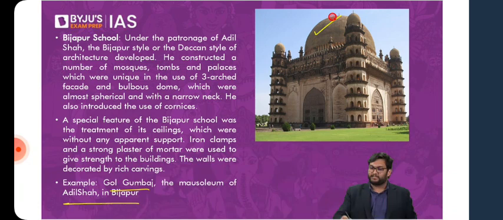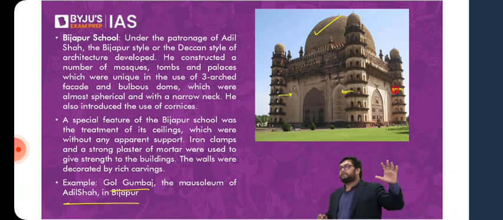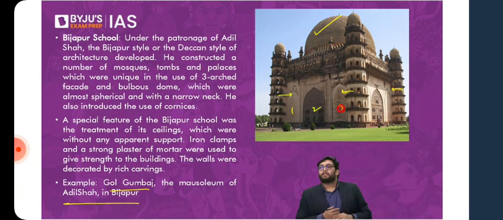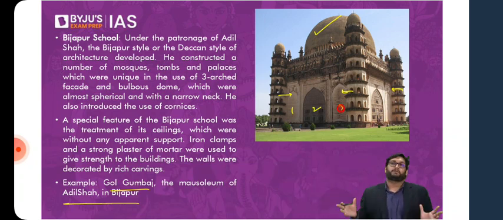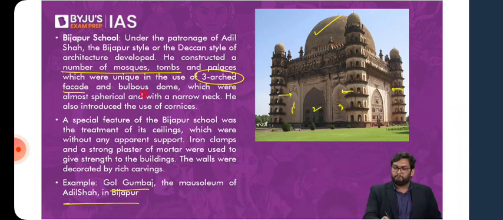Very big faceted arches are there. You can see it here, 1, 2, 3. And the dome size gives the building a different level of grandeur. So they constructed a number of mosques and tombs with 3 arched facets, 1, 2, 3, and bulbous domes, very big domes. And he introduced what are called cornices. You see this, these are called cornices, like something is coming out this way.